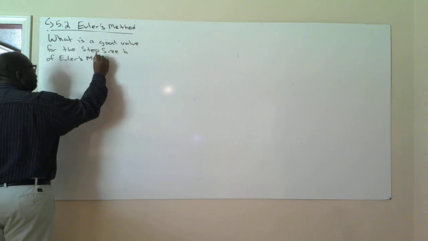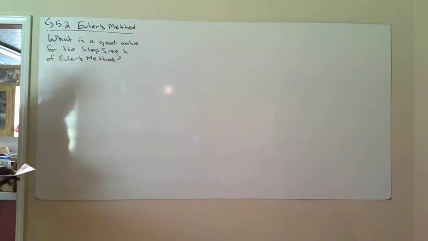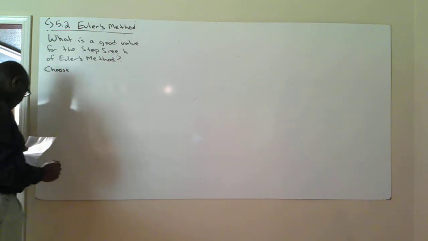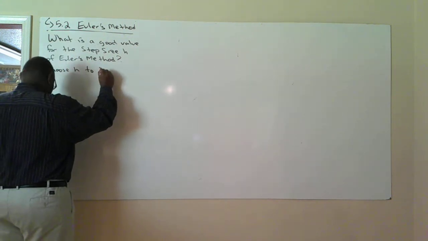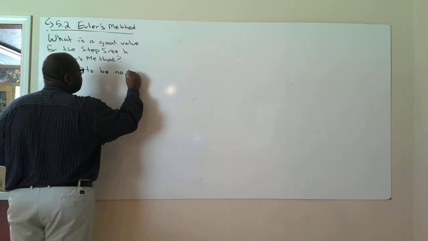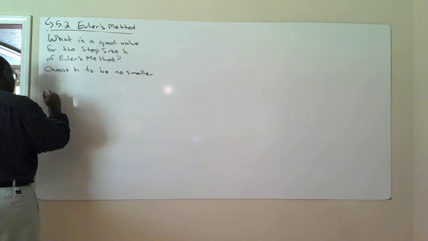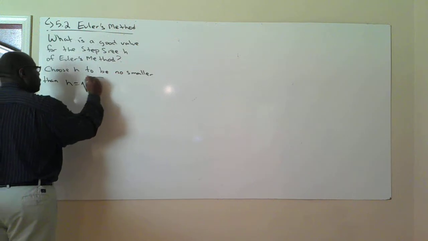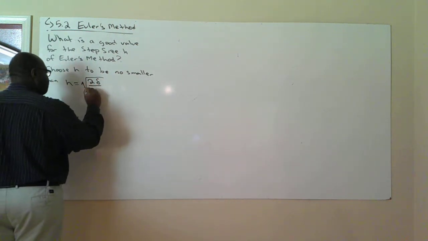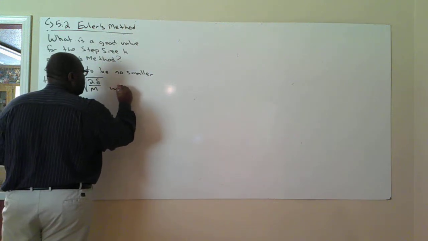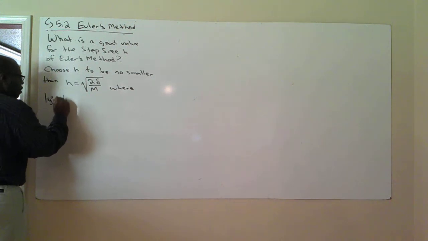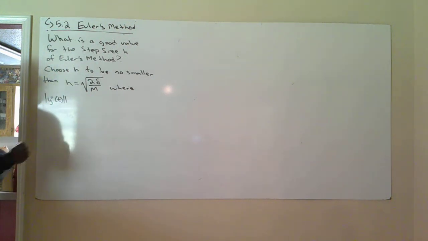Now there's a lot of derivation that we could do here, but we're not going to go into all of that. We're just going to put it down. Here we're going to say choose h to be no smaller than h equal to the square root of 2 times delta over m, where m is going to be a bound for our second derivative of our solution.